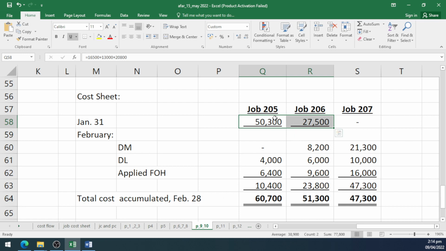So, the total cost of job 205 as of February 28 is here, 60,700. Itong applied overhead using the rate class na 160% of DL. For example, 1.6 times 4,000, 1.6 times 6,000, 1.6 times 10,000. Ayan. So ito, 10,400, 23,800, 47,300. Yan yung cost incurred during February. So total cost accumulated as of February 28, yan po, 60,700, 51,300, and 47,300.